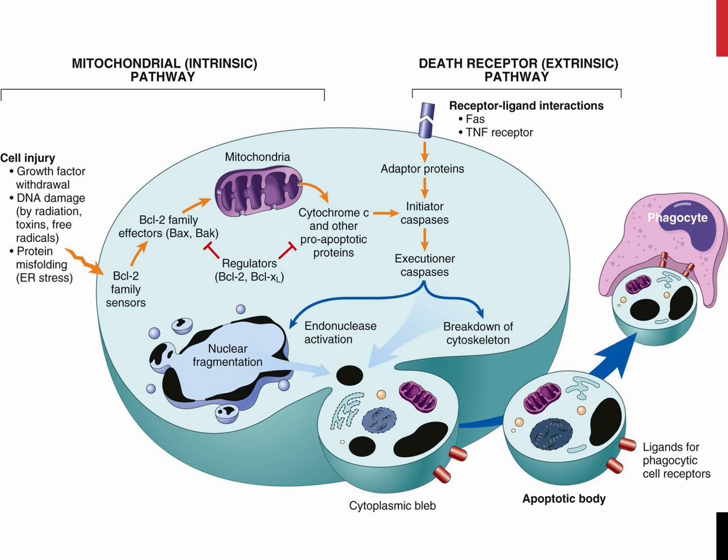So you can see here in this diagram the mechanism of that mitochondrial pathway on the left. Again, you have DNA damage, not enough growth factor, or misfolding of protein that will trigger mitochondria to produce pro-apoptotic protein. These will activate caspases. These caspases will then lead to fragmentation of the nucleus and breakdown of the cell, leading to apoptotic bodies, which are going to be phagocytosed. So this is the typical pathway of apoptosis. As you can see here, there's also a regulator of apoptosis, which can also be activated if you have an increase in growth factor or an increase in survival signals.